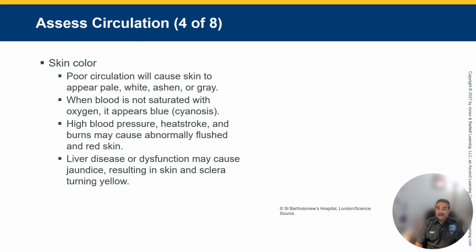All right, high blood pressure, heat stroke, and burns may cause abnormally flushed red skin. Liver disease and dysfunction may cause a yellowing called jaundice. Okay, and sclera as well in the eyes. You may see yellow there. You may see yellow in the skin. It can be so bad you can take a cloth and wipe it like a 4x4 bandage, and you end up with yellow on the cloth. That's the toxins coming out of the body. That's just awful. That's terrible. I've seen it many times with patients, especially late stage alcoholism with liver failure.